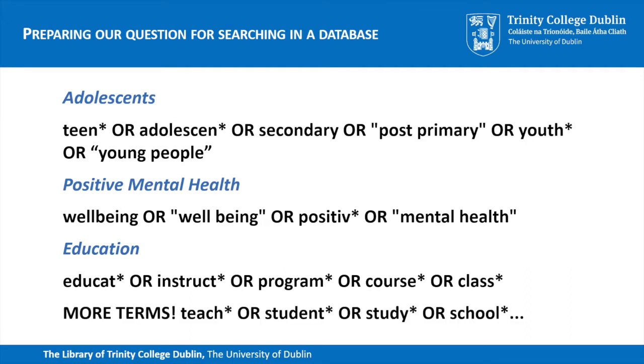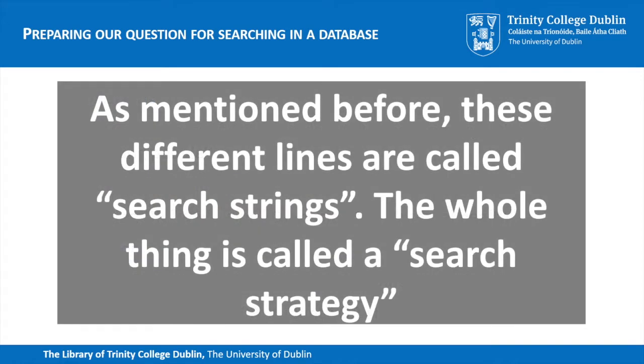Now, you may even think of more terms. We've got some there, but it depends what you want to do, or if you get too few results. If you get too few results, then you may need to add in more terms as synonyms to broaden your search. So for instance, we came up with teach for teaching and teacher, or student for student and students, study, studying, school, schools, so on and so forth. And as we said just now, these different lines are called search strings, and together they make up what's called a search strategy.